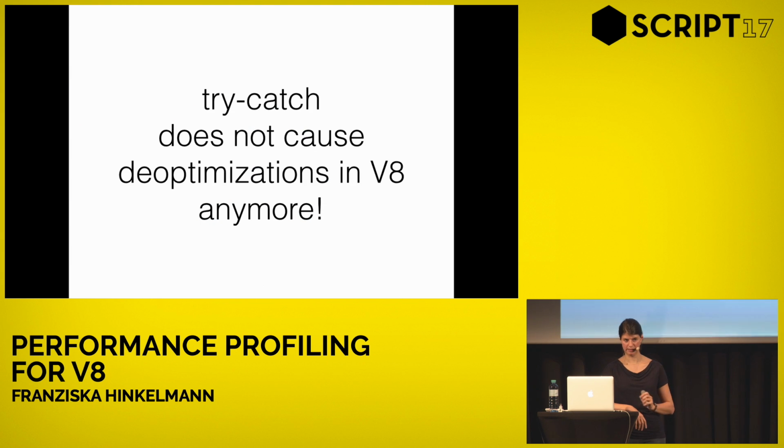Okay. Little side note, if you've looked into the CPU profile before, you might have seen "not optimized because of a try-catch." Anybody seen that? Okay, so we fixed that in our new compiler pipeline. Try-catch is not a problem anymore. It is not causing the compiler to de-optimize every time there's a try-catch in there.